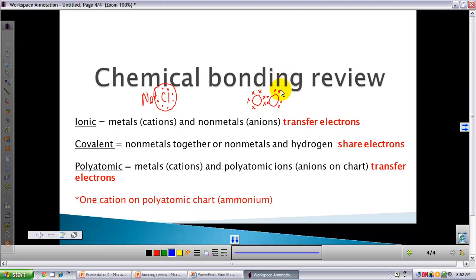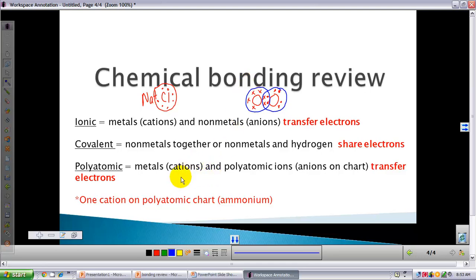So there's not a transfer, because this oxygen is counting on all of these 4 shared electrons as well as his own 4. And this oxygen is counting on, again, those shared electrons plus his 4. So it's a weaker bond. They don't hold together as strongly, so they have lower melting points. They don't conduct electricity very well.